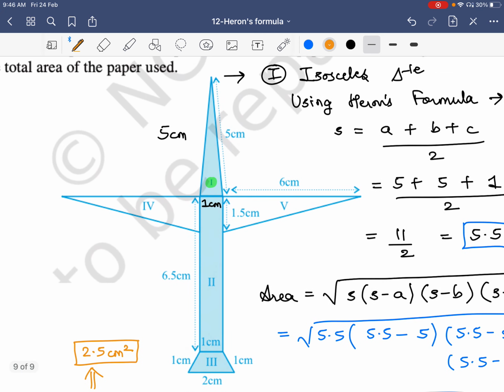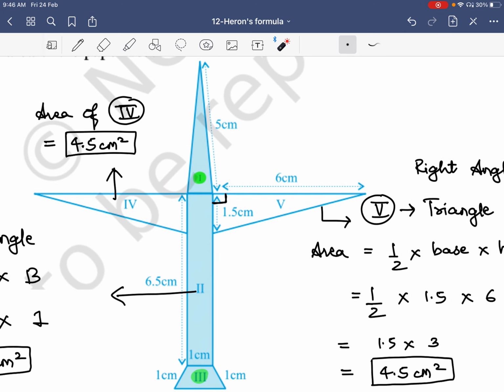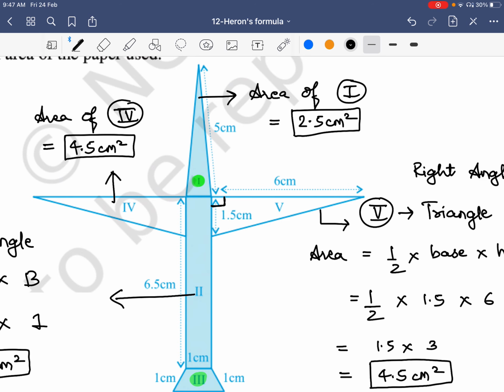Yes, we started with this triangle, this part number 1, which was an isosceles triangle. So the area of this triangle is equal to 2.5 centimeter square. So this is also done. Let me go to this original figure and just make a note here that the area of part number 1 is equal to 2.5 centimeters square. So let's box it. So this is also done.